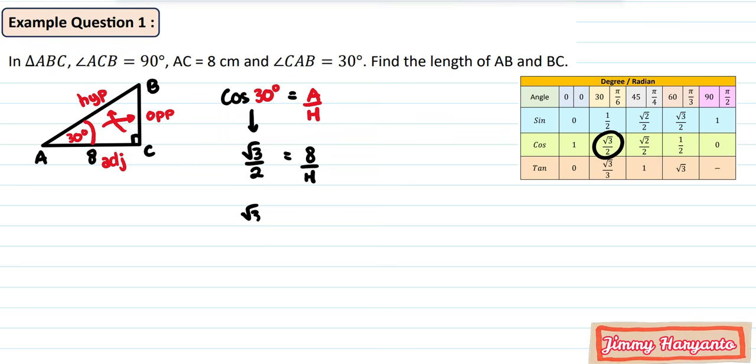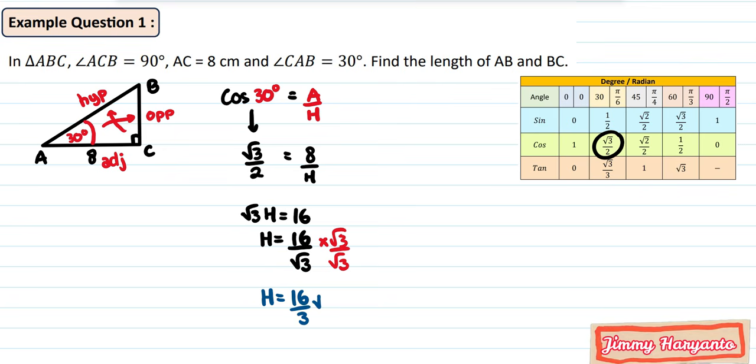Then you cross multiply: square root of 3 times h equals 16. So h equals 16 over square root of 3. You have to rationalize this. So h equals 16 square root of 3 over 3 centimeters. That is the hypotenuse, and the hypotenuse is AB. So this is the length of AB.